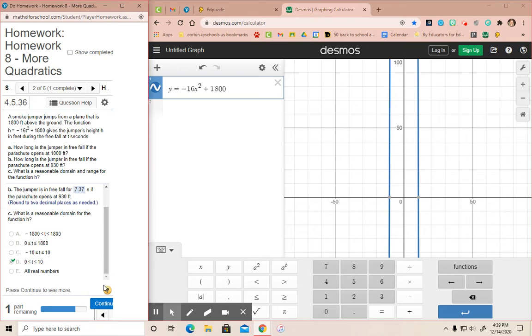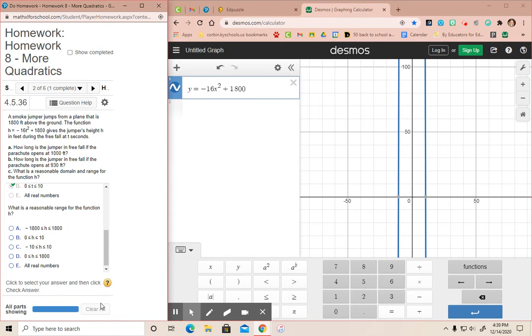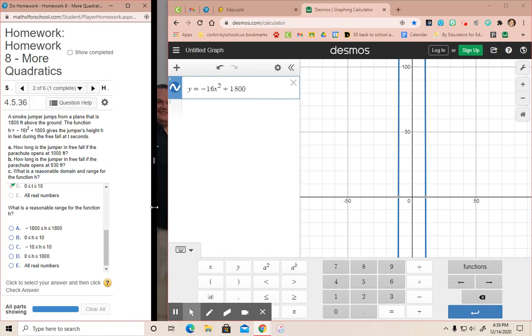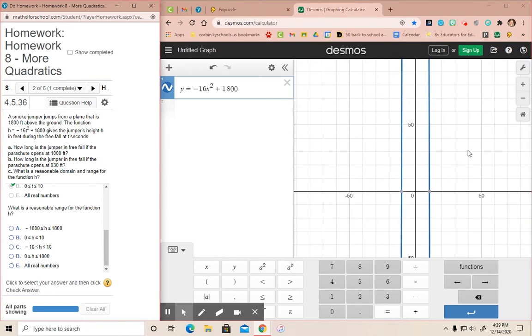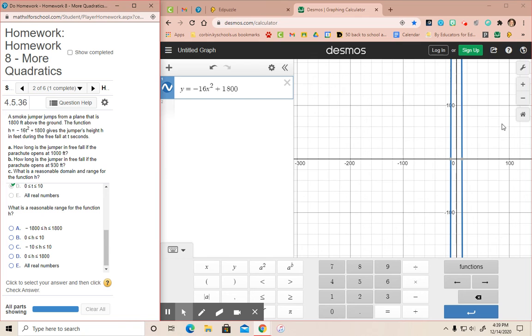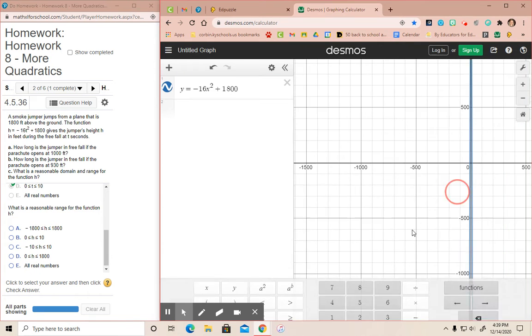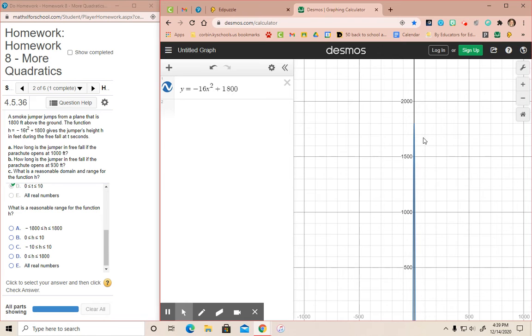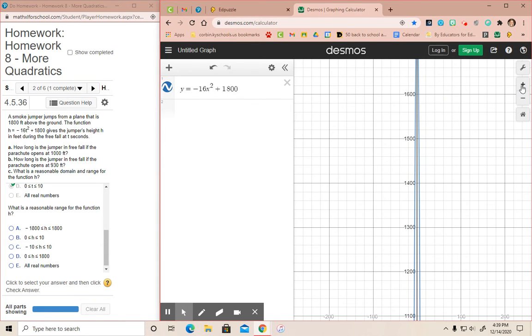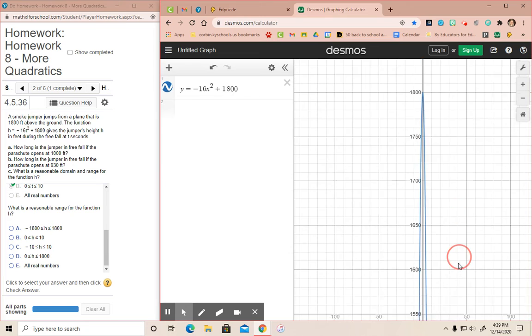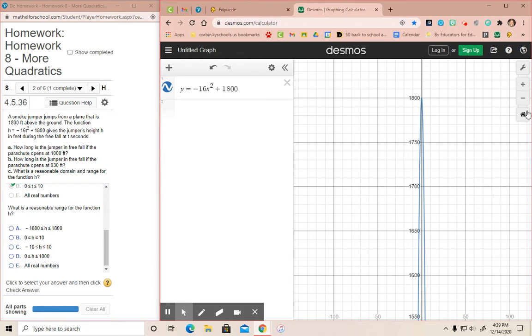And then we have one more part. And so what's the reasonable range? There we go. The reasonable range. So if you look at your graph, okay, I have to zoom out a lot, and you can drag the graph over. So if you look at the top of your graph, it's 1800, okay? And we can also get that if we think about the vertex is 0, 1800, so that height, that largest y value is 1800.